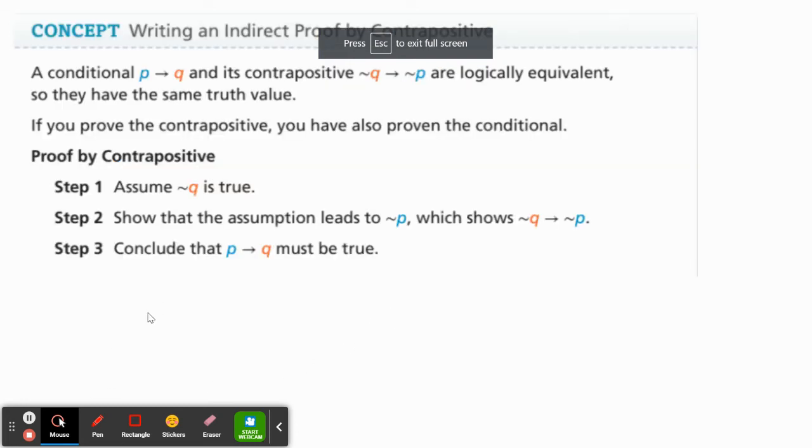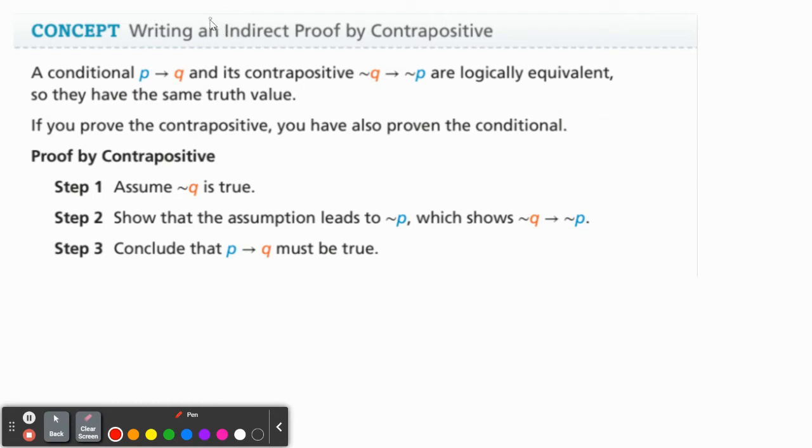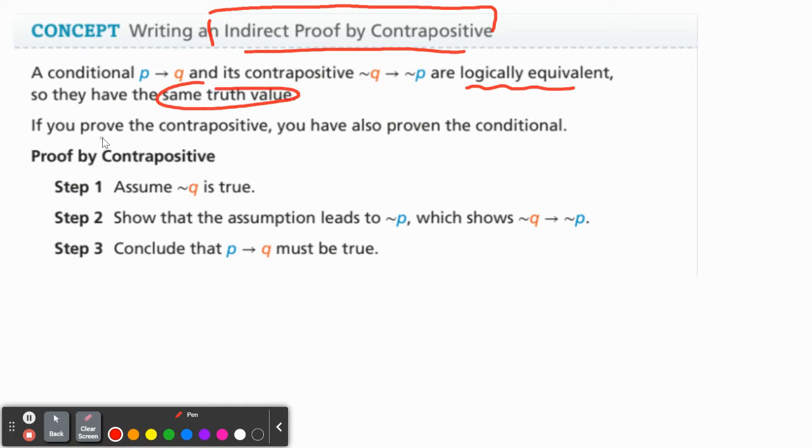Okay, so the next idea, writing an indirect proof by contrapositive. This kind of goes back to our truth tables, right? We have to remember that the conditional and its contrapositive, which is negating both the original hypothesis and conclusion and flipping them around, reversing them, are logically equivalent. They have the same truth value. So if you prove the contrapositive, you also prove the conditional, which is pretty powerful.